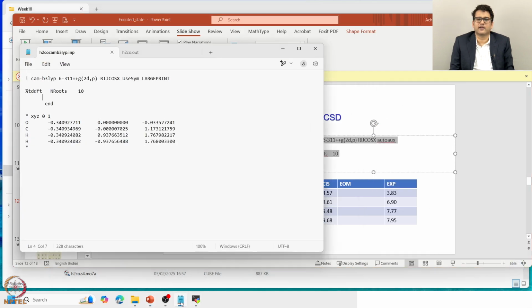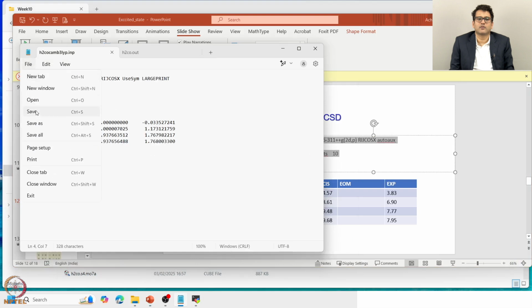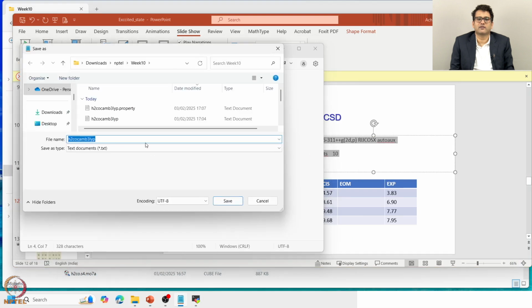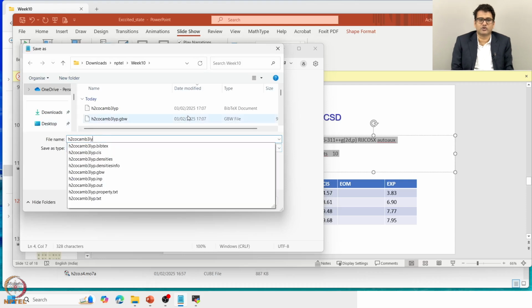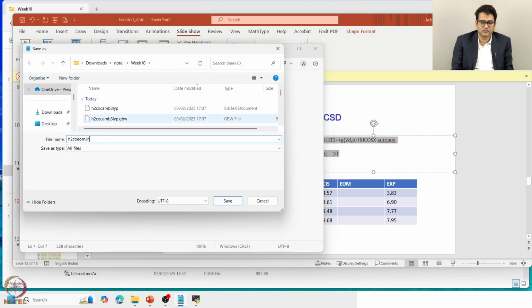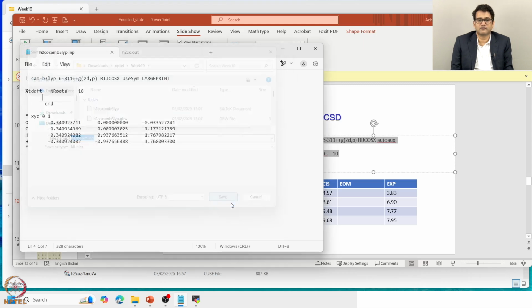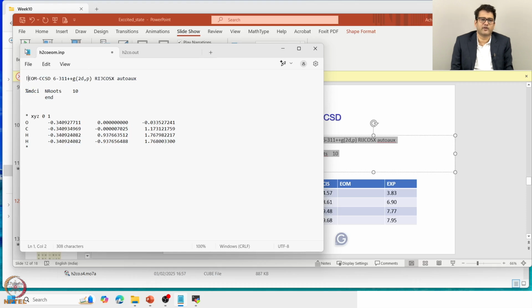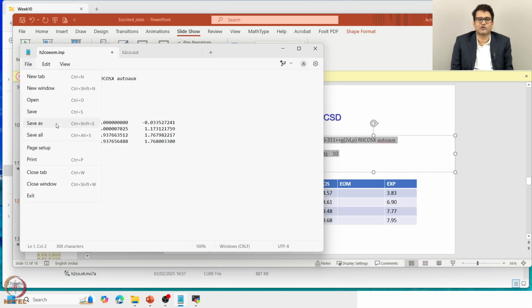So, now let us make another input file. Let me make it H2CO EOM. Also, I am not keeping the large print because we already know how the molecular orbitals look like.